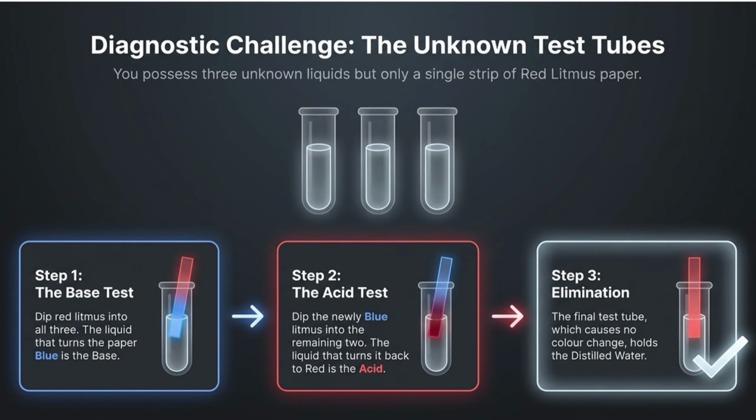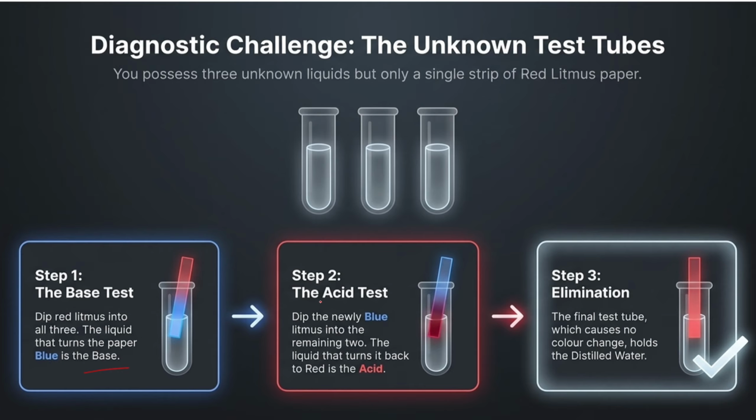Okay, so now let us suppose we have three different test tubes with three different chemicals filled in them. How will you determine which one of them is acid, base or neutral? Step one, the base test. To test a base, dip red litmus into all three, one by one. Any solution which turns red litmus blue is going to be your base.